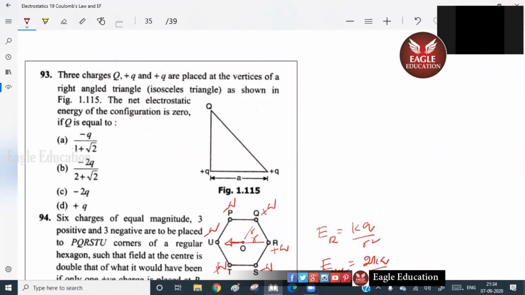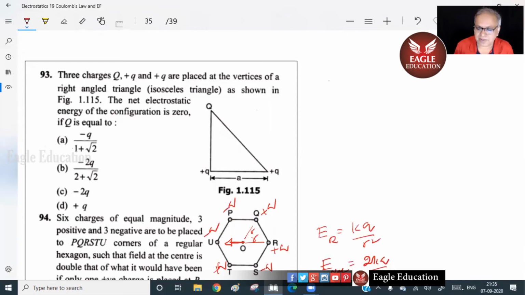Question 93. 3 equal charges Q, plus Q, plus Q are placed at the vertices of a right angle triangle, isosceles right, as shown in the figure. The net electrostatic energy of the configuration is 0 if Q is equal to. So how should we write this? Actually, we have not taught that. If you know something, I can tell you that. It is simply potential energy is K Q1 Q2 by R, like minus G M1 M2 by R. This has come once again from potential energy. Okay, leave it actually. Or if I do, you'll follow it.